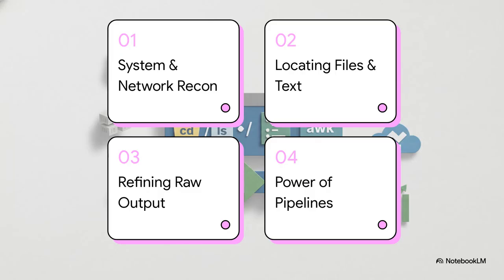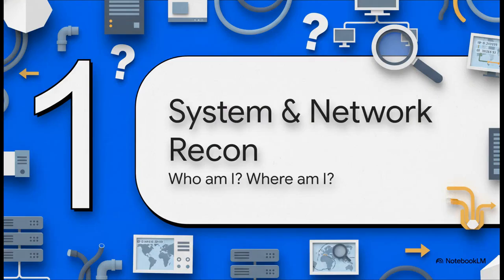So we're going on a little raw to refined journey today. We'll quickly hit System and Network Recon, then move on to locating files and text, refining raw command output, and finally, wrap it all up with the power of pipelines. Section 1, System and Network Recon. Basically answering, who am I and where exactly am I?